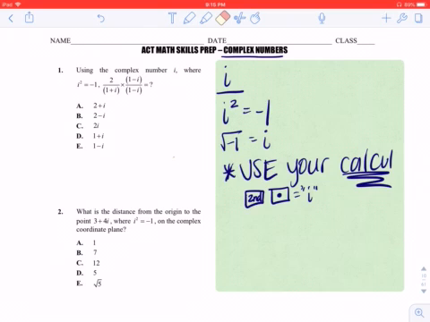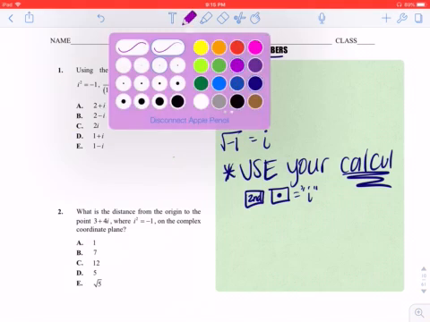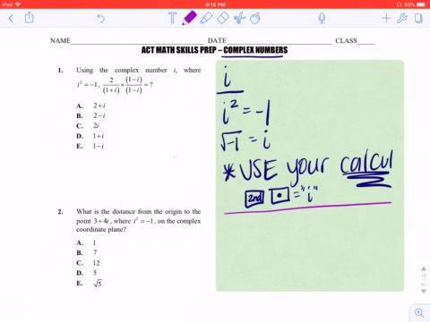Right. Another thing that you might run into is pretty uncommon, but you might run into a problem like number 2, which is essentially saying, what is the distance from the origin to the point 3 plus 4i? What they mean here is that this point is at 3 comma 4i.